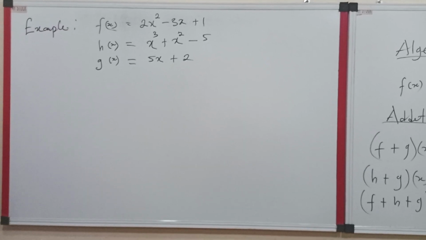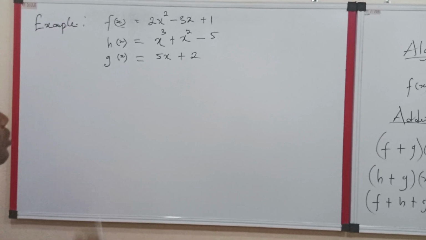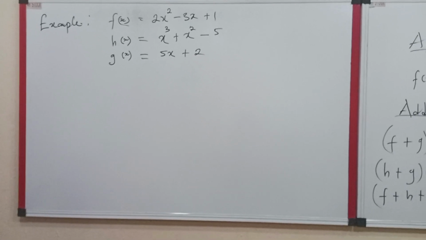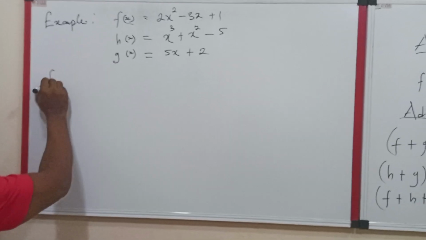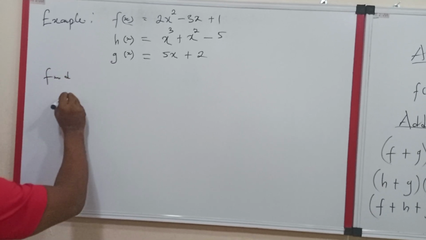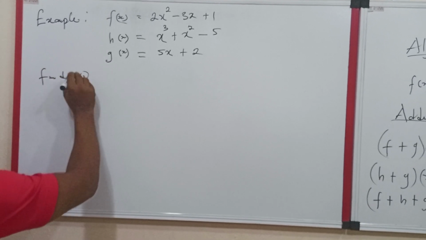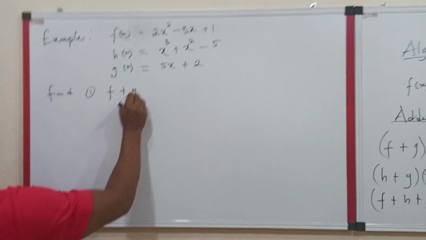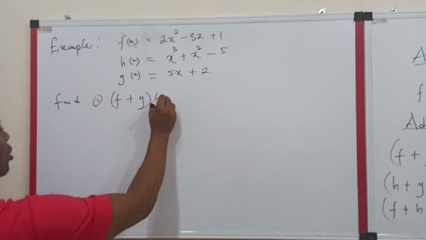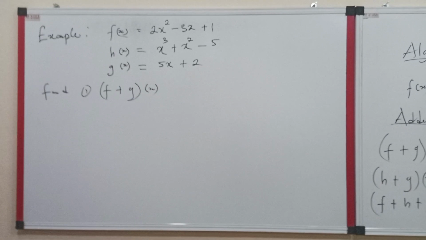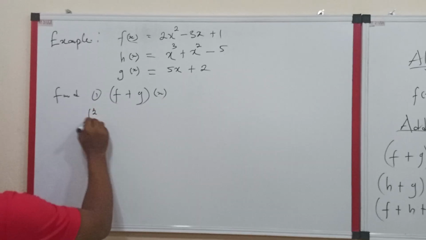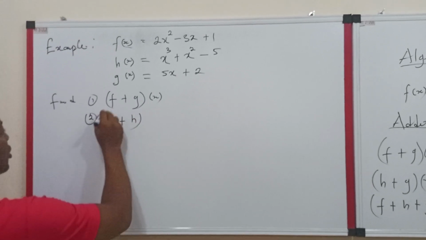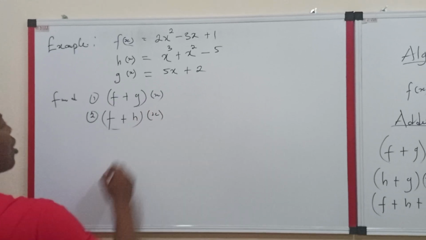If we have these three different relations, we are saying that they are functions, and then we can carry out a combination. Now the question is, find: one, f of g of x; two, f of h of x.